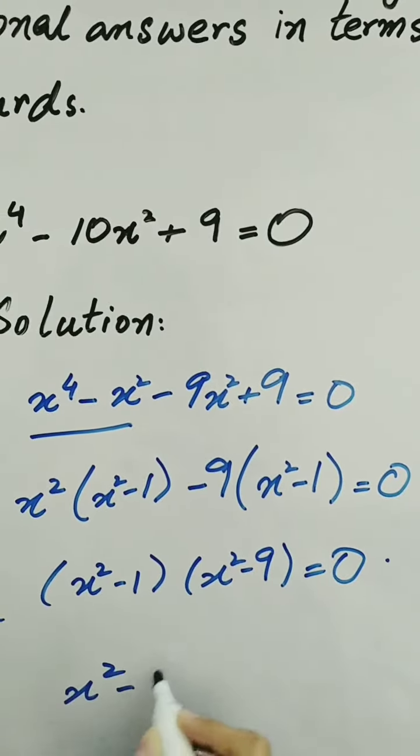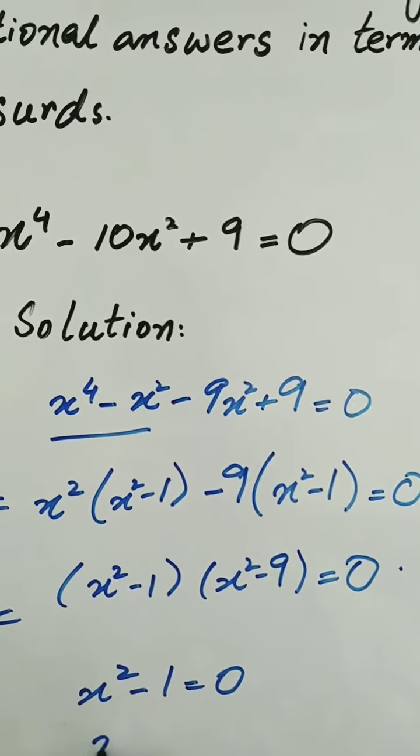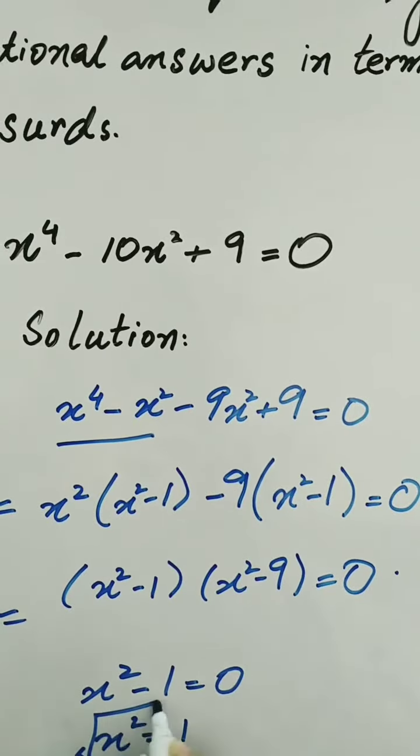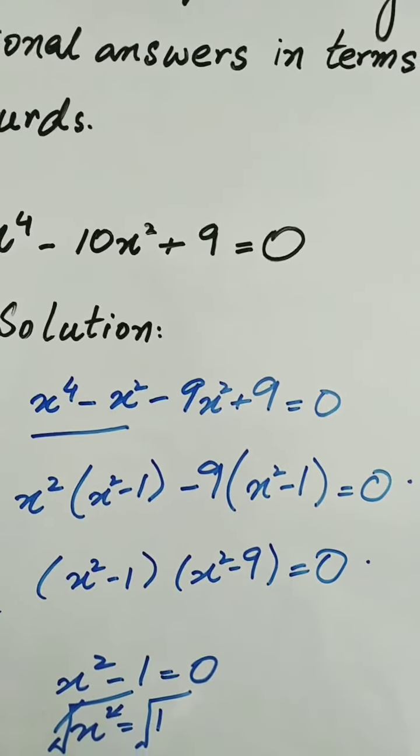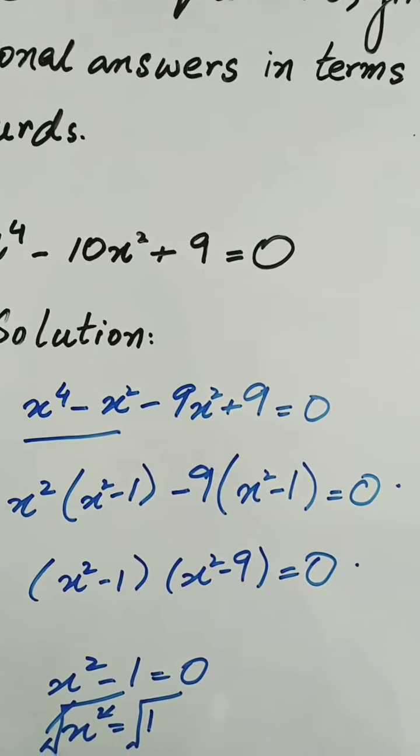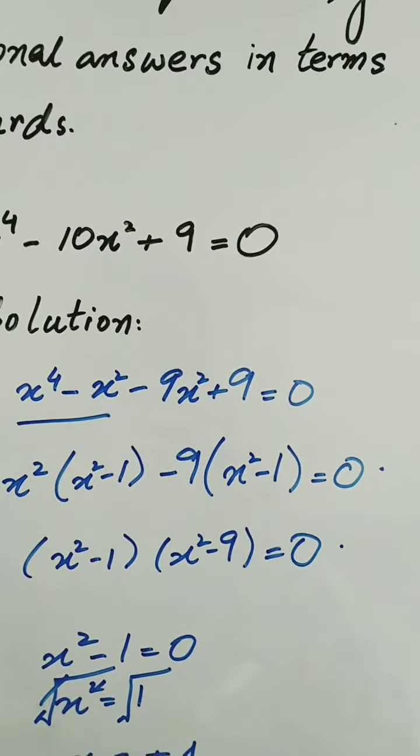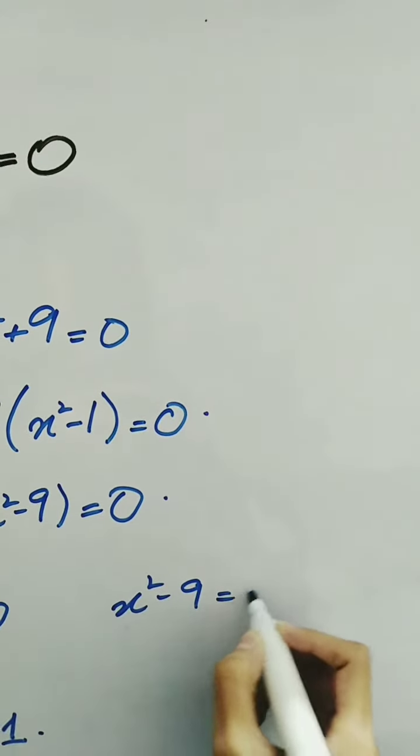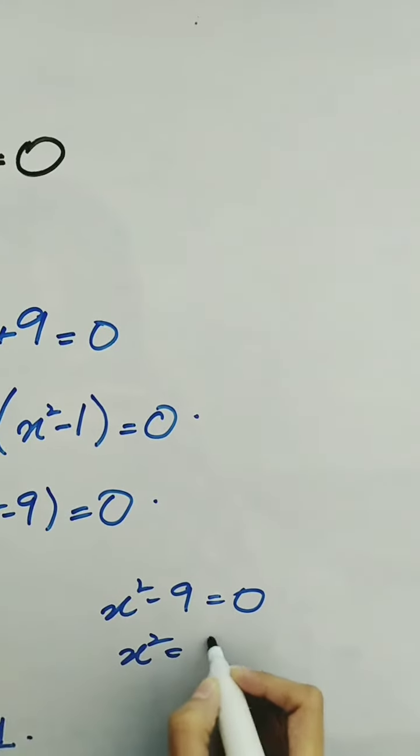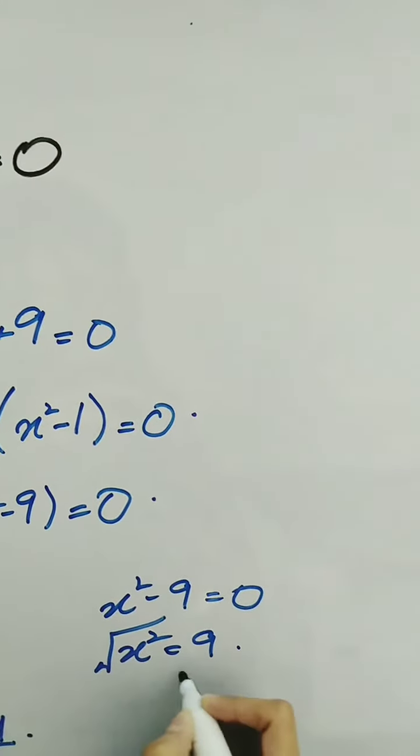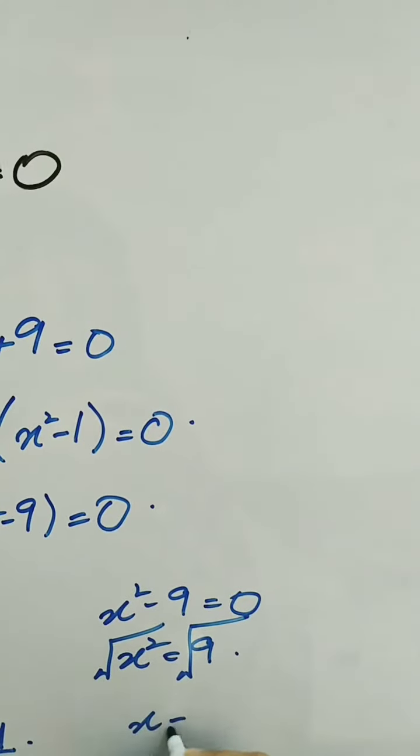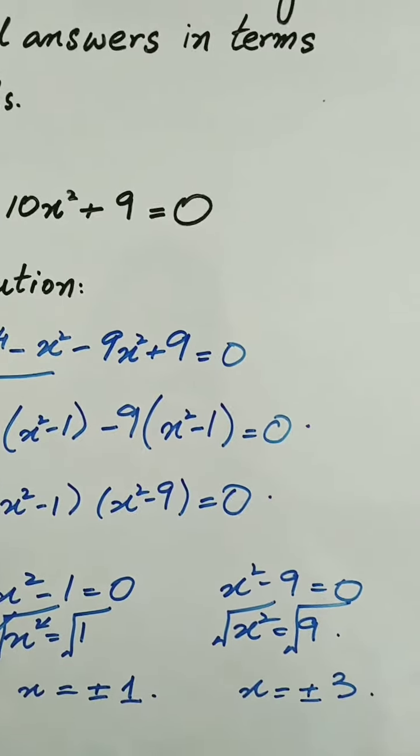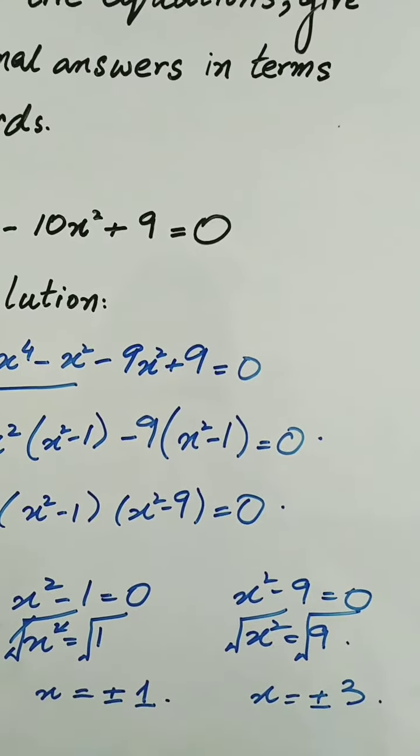First we have x square minus 1 is equal to 0, which becomes x square is equal to 1, or if we take root on both sides, it becomes x is equal to plus minus 1. Secondly, we will have x square minus 9 is equal to 0, or x square is equal to 9. If we take square root on both sides, we will have x is equal to plus minus 3. So this is our answer and the values of x.